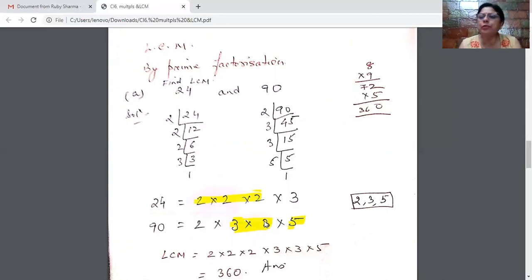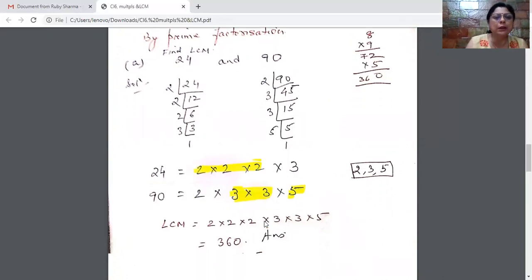But LCM is different from HCF, so don't confuse it, children, and it will need practice. You have to practice with HCF also, practice with LCM also, to understand better. So just listen to the explanation of how you find the LCM. The best method is, first of all, after you prime factorize and write it in this way, you see what numbers are present here.